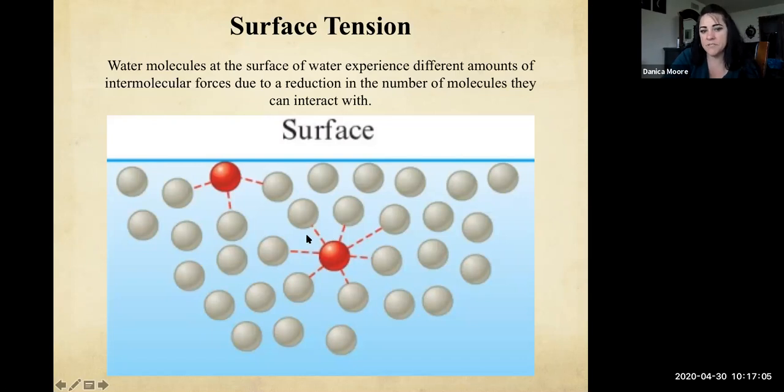Cool. So this gives you a better picture of what we're talking about with surface tension, right? The molecule that's sitting up top here is only being pulled on by molecules that are beneath it, whereas this molecule in the center is being pulled on from all directions. Does that make sense? So that's what causes this tension at the surface. You guys cool with me?